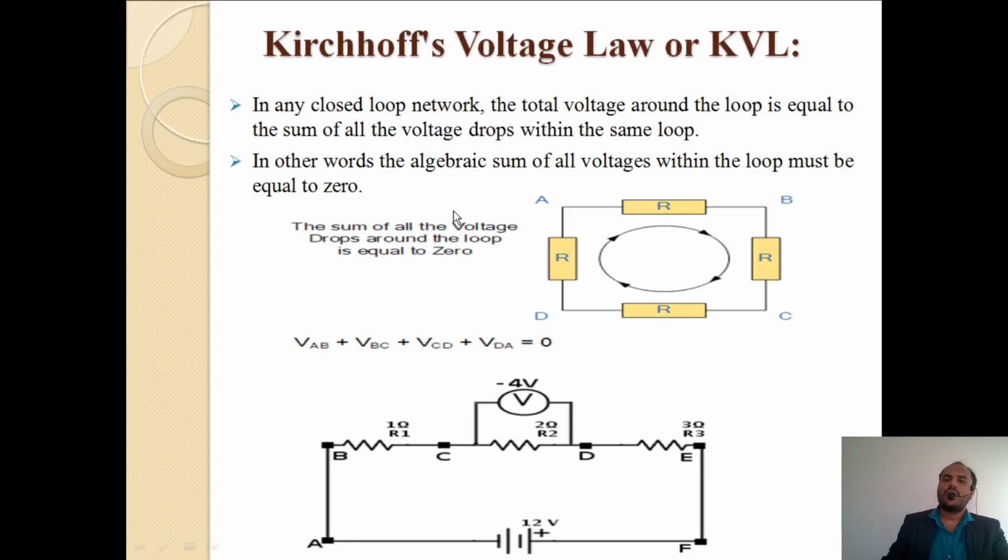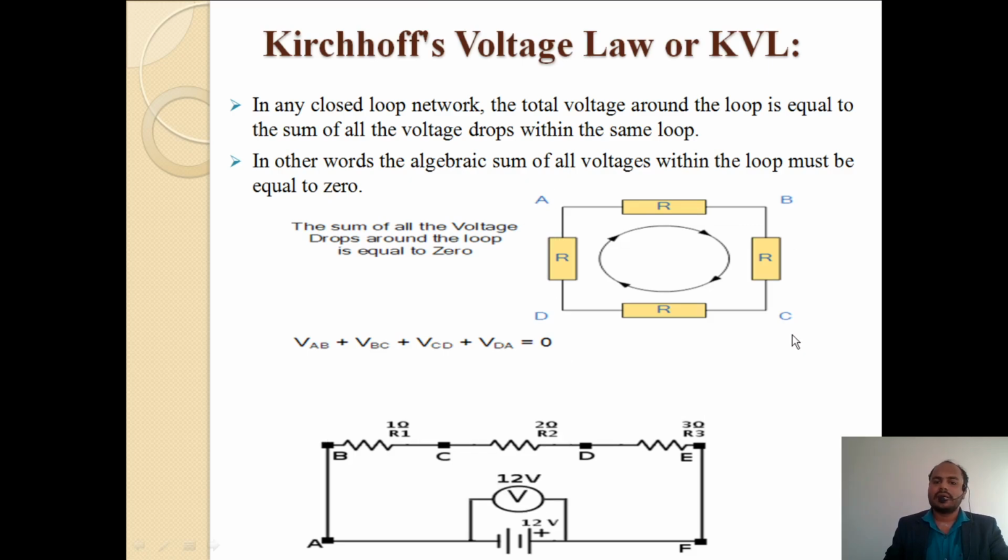Kirchhoff's voltage law, or KVL. In any closed loop network, the total voltage around the loop is equal to the sum of all the voltage drops within the same loop. In other words, the algebraic sum of all voltages within the loop must be equal to 0.